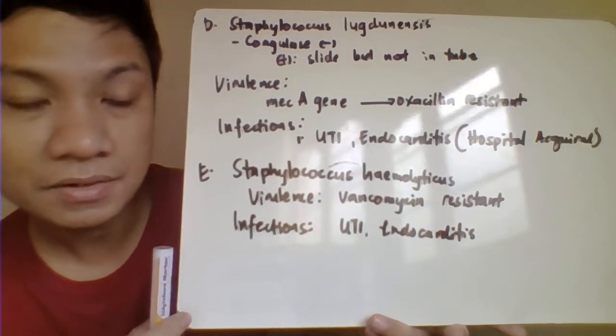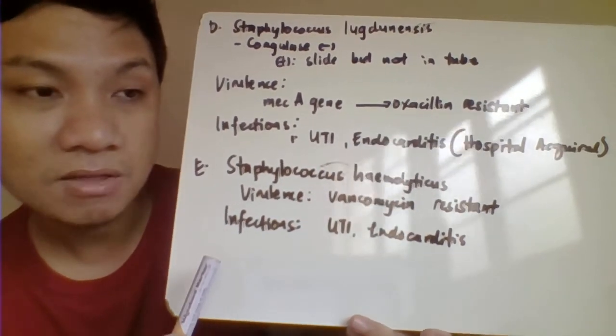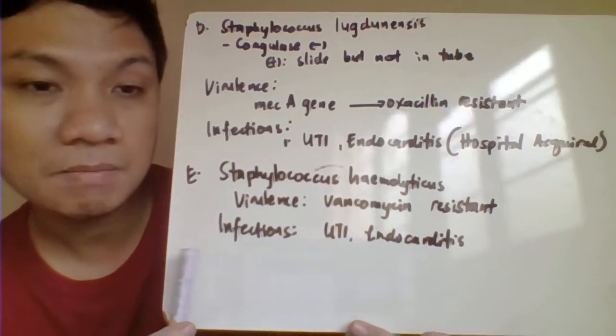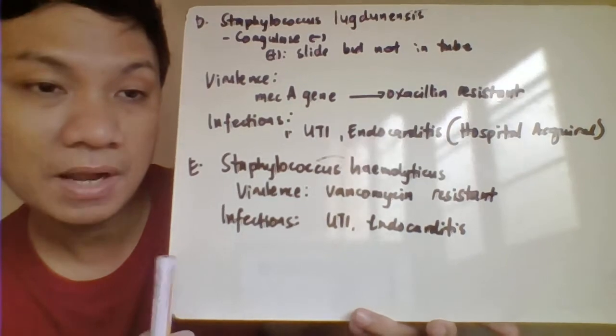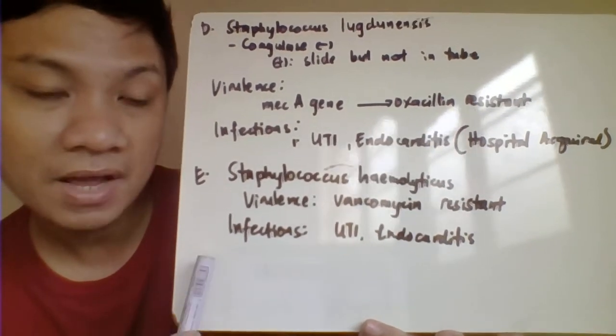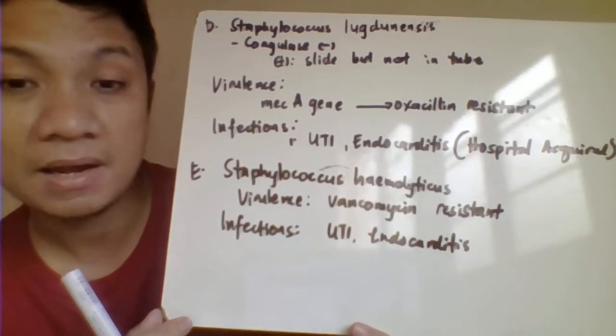Staph haemolyticus, on the other hand, has a virulence factor that confers resistance to vancomycin. So again, never ever give vancomycin because it will not be effective against your haemolyticus. It also causes urinary tract infection and some endocarditis, which are nosocomial infections.